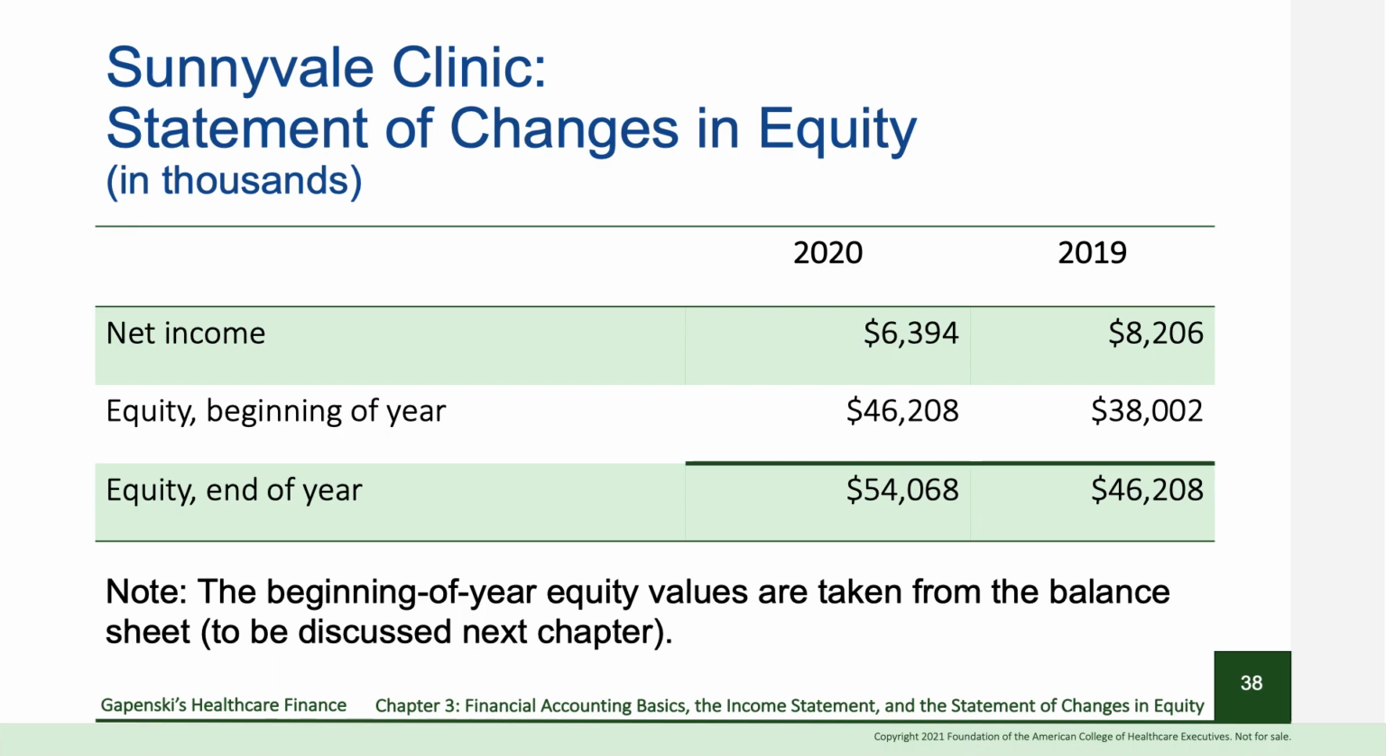So Sunnyvale Clinic's statement of changes in equity is shown here. The net income is as shown for 2020 and 2019. Equity at the beginning of year is $46,208 and $38,000 in 2019, and at the end of year is $54,000 because you add the equity to the net income, and you get that amount. The beginning of year equity values are taken from the balance sheet, and that is going to be discussed in the next chapter.